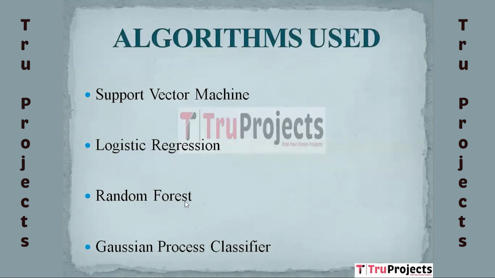The next algorithm is random forest. It is used for ensemble learning and classification tasks. It combines multiple decision trees to improve accuracy and handle complex data relationships and volcanic activity patterns. The next algorithm is Gaussian process classifier. It is utilized for probabilistic classification. It models seismic time series data uncertainties and captures complex dependencies, aiding in recognizing patterns and predicting eruption end timings.